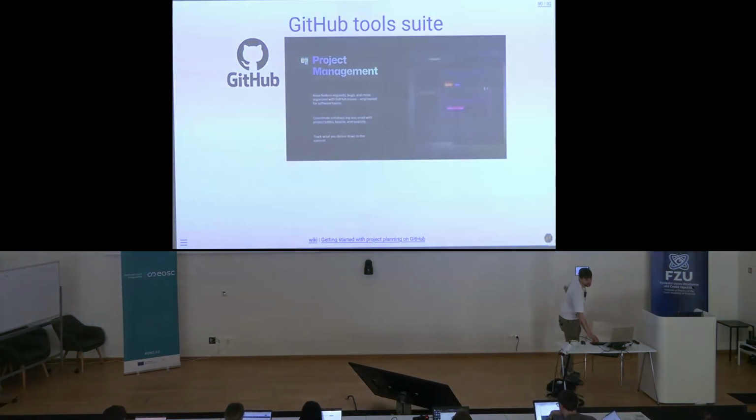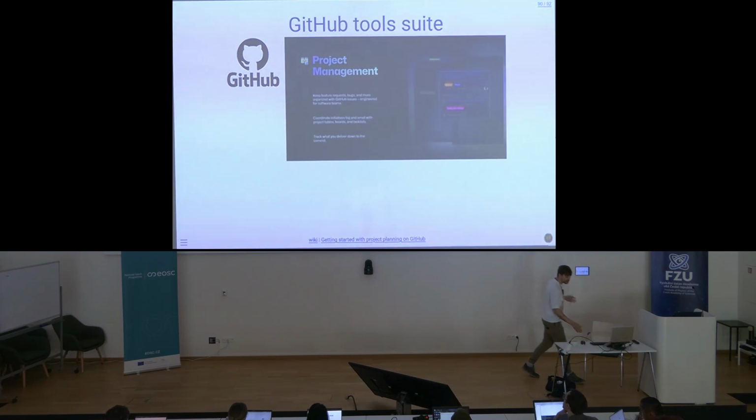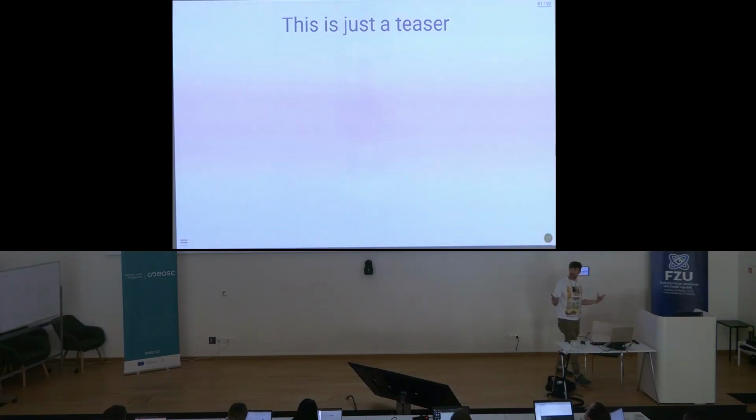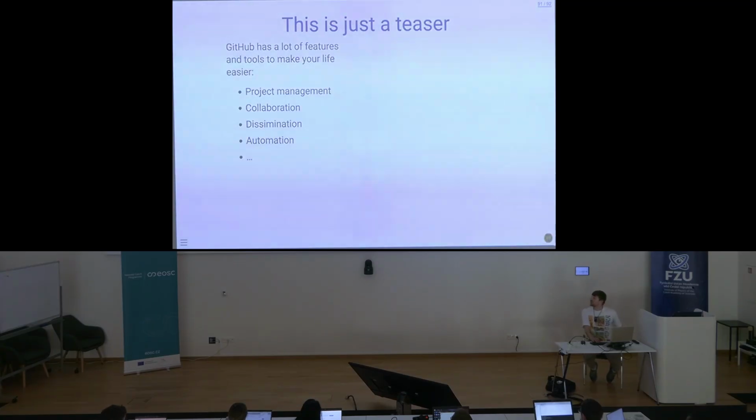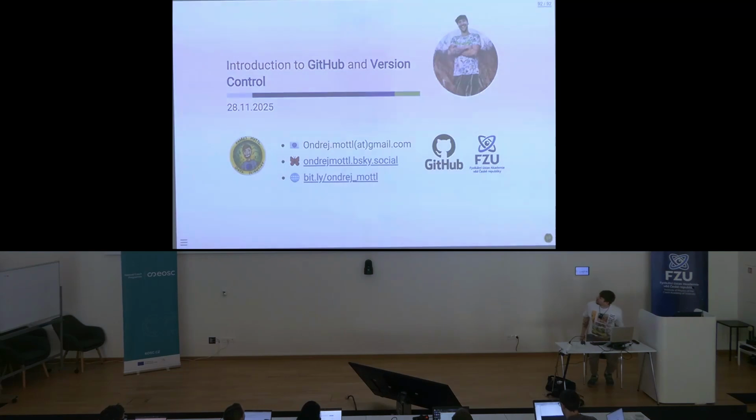That's everything. So GitHub, as you noticed, has much more functionality which you haven't touched at all. There are so many things for project management, for collaboration, etc. The things you saw today, I tried to put together as much as possible in this short time. And there's lots of things you can do. There's project management, collaboration, dissemination. You can share your code, automation. You can create small automatic processes, etc. In addition, I also do presentations on these topics, like clean code, reproducibility, etc. But maybe next time.